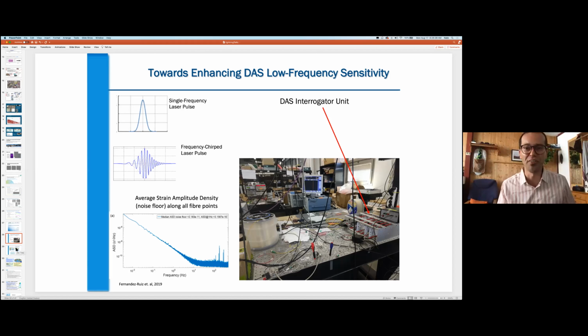So in the graph below, the graph shows the noise floor. For the high frequencies, we're already approaching the theoretical limit. However, there's plenty of room for improvement in the low end frequencies, so 2 hertz and below. So we're mainly applying strategies to fend off 1/f noise in the measurements. In the picture there, you also see a DAS interrogator wide open with all its innards splayed all over an optical test bench. It's a work in progress.